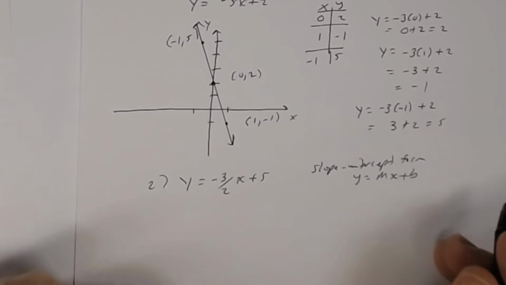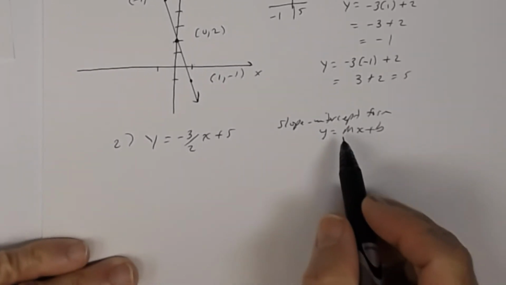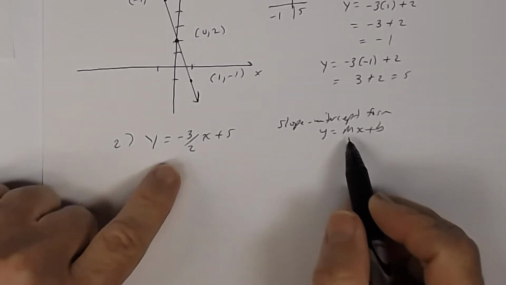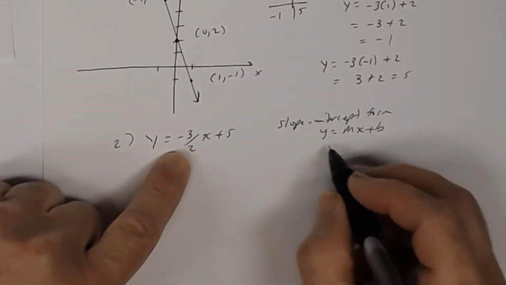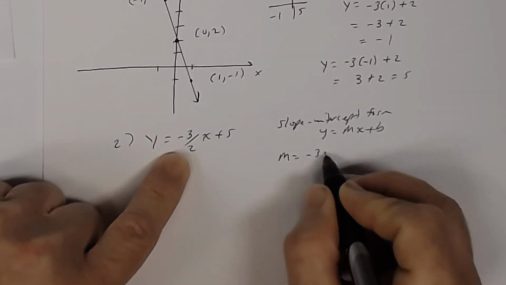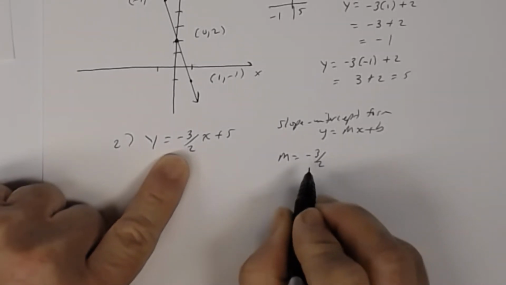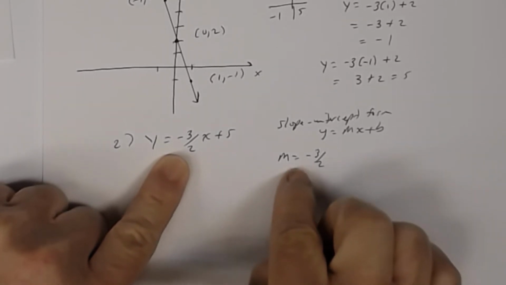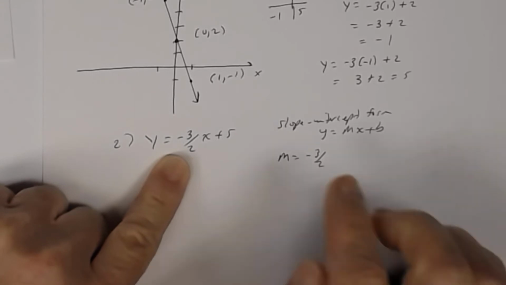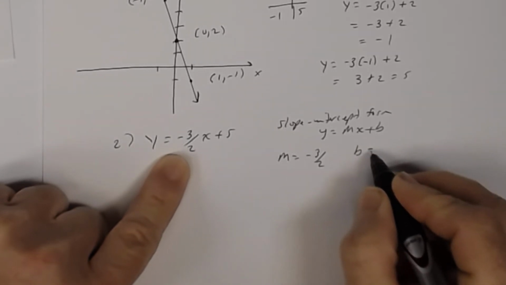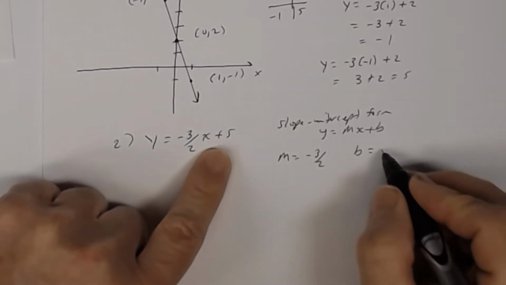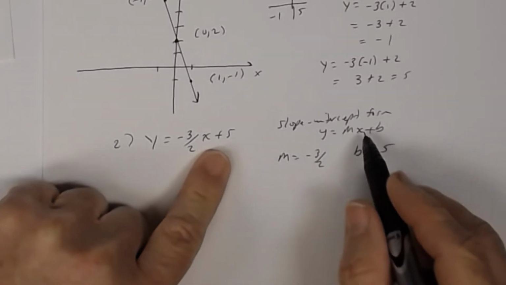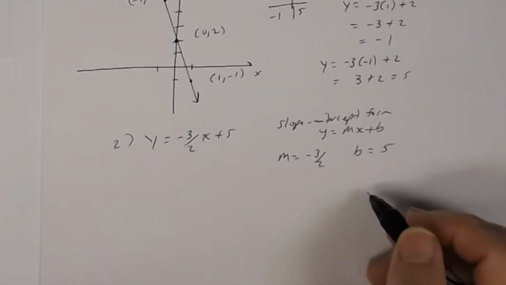So whenever you get y by itself, the coefficient of x is your slope. So in this case, the coefficient of x is negative 3 halves. So there's your slope. You had to indicate it. That's what the direction said. So you had to write out what the slope is. And then the y-intercept, b, would be the constant, which is 5. And the y-intercept, that's where the graph crosses the y-axis.